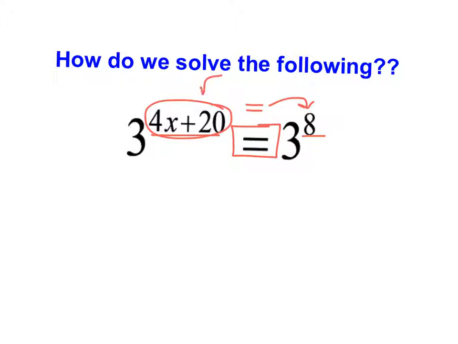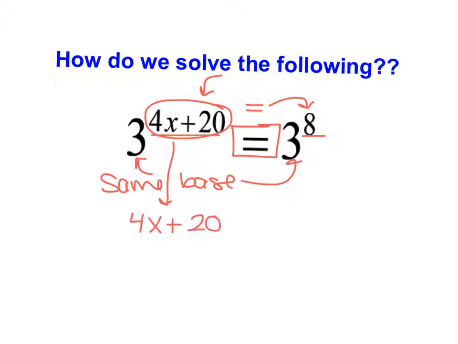If this chunk right here is equal to any other number, it won't be an equation, because the only thing that equals 3 to the power of 8 is 3 to the power of 8. 3 to the power of 8 can't equal 3 to the power of 5 or 3 to the power of 6 or something else. So what we can do if we have the same bases here, so notice that we have the same base. If we have the same base with this equal sign in between, what we can do is we can actually set their exponents equal.